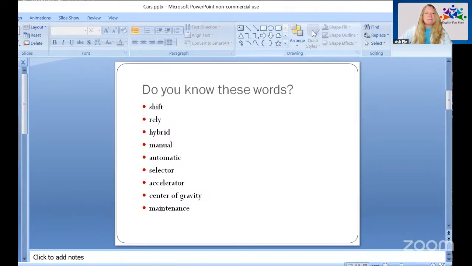Okay. So we had shift, rely, hybrid, manual, automatic, selector, accelerator, center of gravity, and maintenance. And I put those words in random order, or it's sort of random words, not in order, but random words to try and make you think, what could the topic be? That worked? Did you get excited?